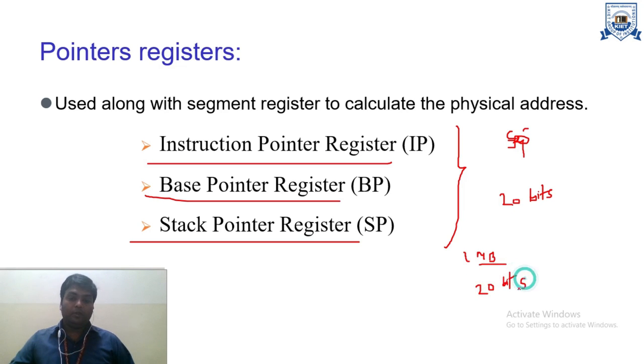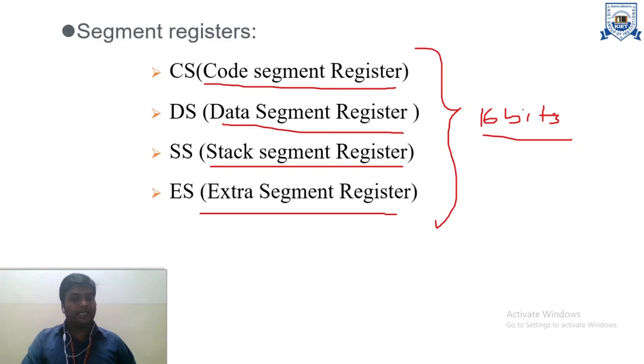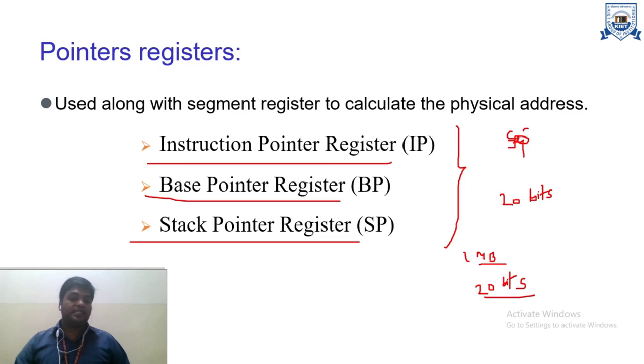While if you are talking about these registers, that is pointer registers, segment registers or index registers, all these registers are of 16 bits. So how can these 16 bits of information be converted into 20 bits of information? Here we have a formula: physical address is equal to segment address multiplied by 10h.